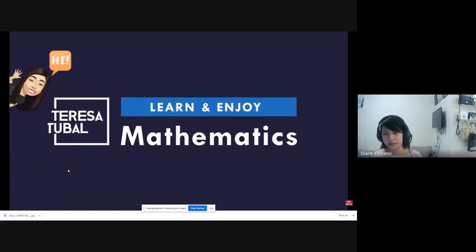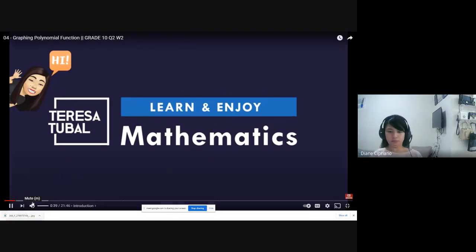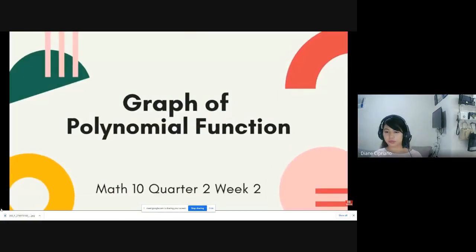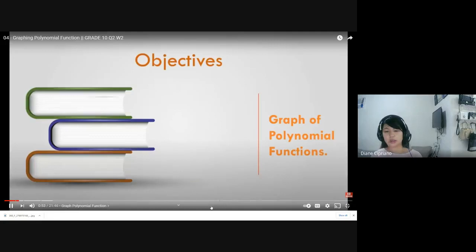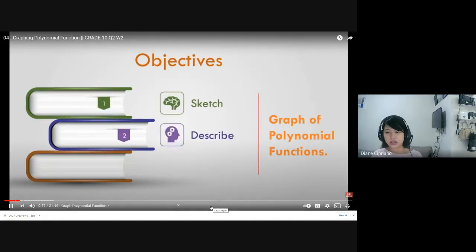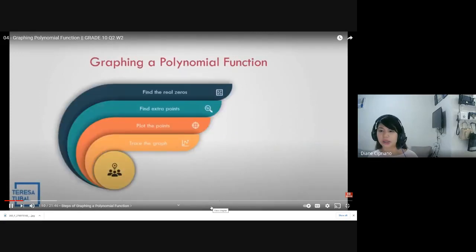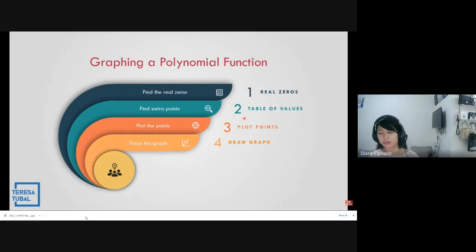So, let's learn and enjoy mathematics. The graph of polynomial functions. So, for our objectives, nabanggit na rin naman ni Ma'am yan kanina. We will sketch, we will describe, and we will interpret. Okay, so in graphing, this would be the steps. Get the real zeros. Make a table of values. Plot the points. And then draw the graph.